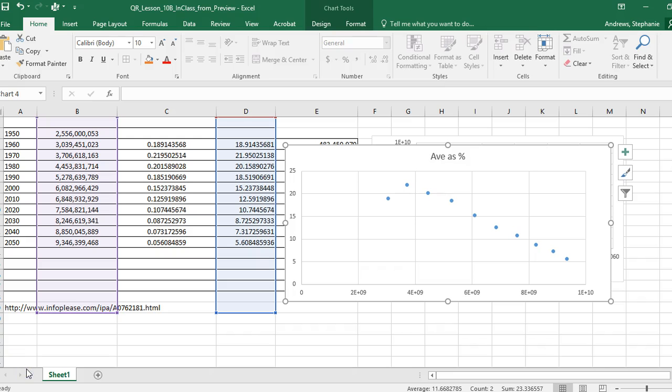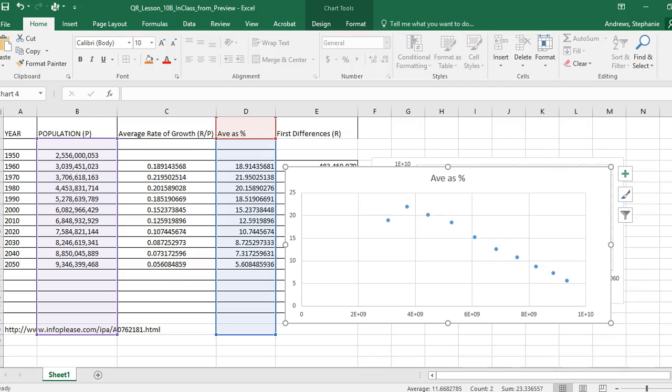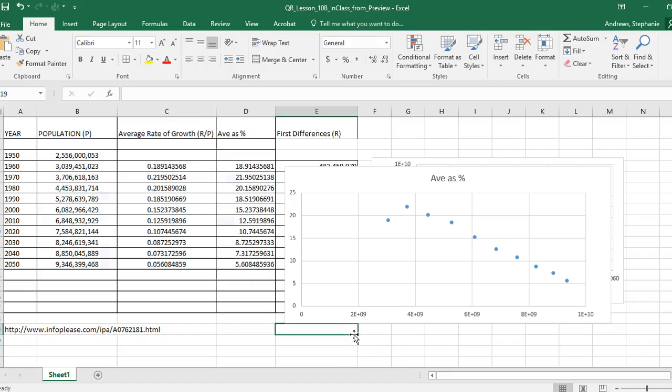So going back to look at the Excel spreadsheet, I have taken column B, which is the population, and column D, which is that average rate of growth as a percentage, and I've graphed it. And it depicts what was just mentioned, the average rate of growth going up from 1950 to 1970, and then that average rate of growth decreasing. So even though our population, our P, is going up, the rate of growth of that population is decreasing.